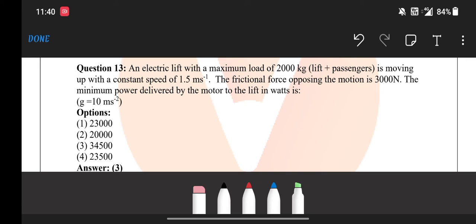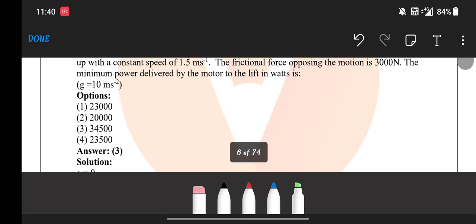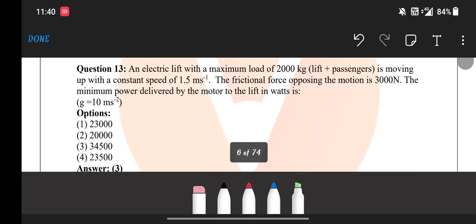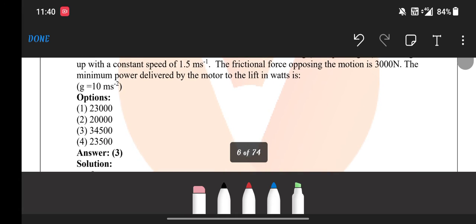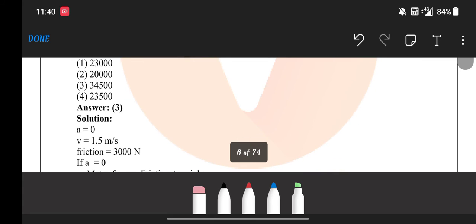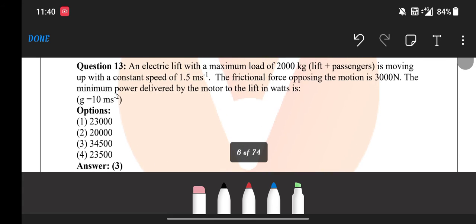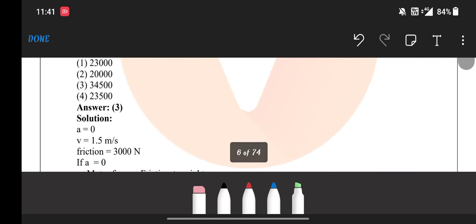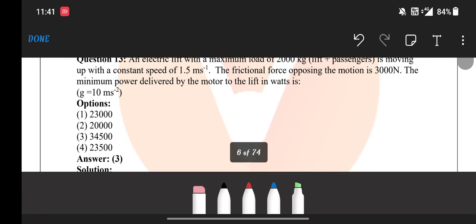What is the minimum power delivered by the motor to the lift in watts? We have to write the answer in watts. Acceleration is equal to 0, then V is equal to 1.5 meter per second. Then friction is again 3000 Newton, and A is equal to 0 there already.